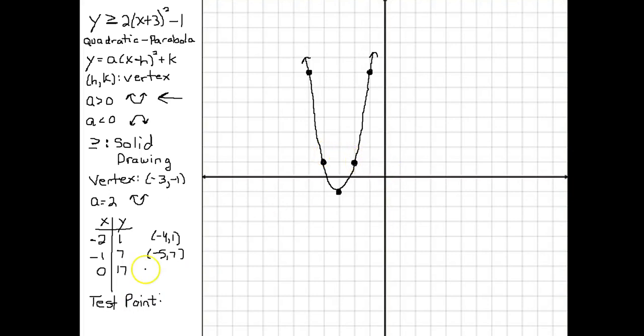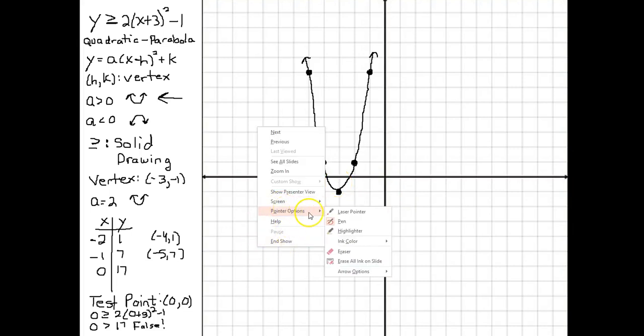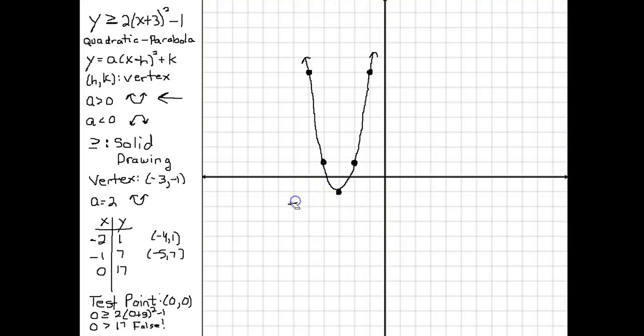Now you could do 0, 0 again if you want. It's not on the border. So going back to the original problem, is 0 greater than or equal to 2 times 0 plus 3 quantity squared minus 1? I'm really testing the greater than because I know it's not equals to. So is 0 greater than 17? No, that's false. So we're not going to shade the side with 0, 0. Rather, we're going to shade the side that does not have 0, 0.